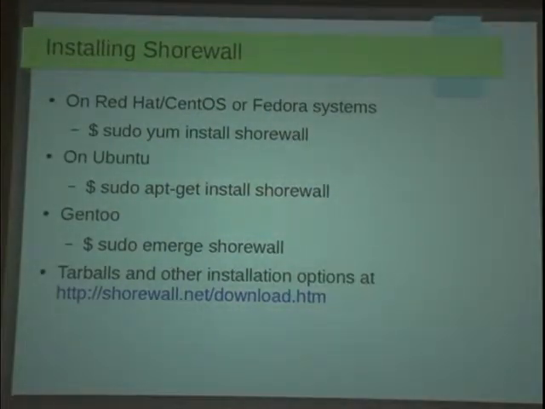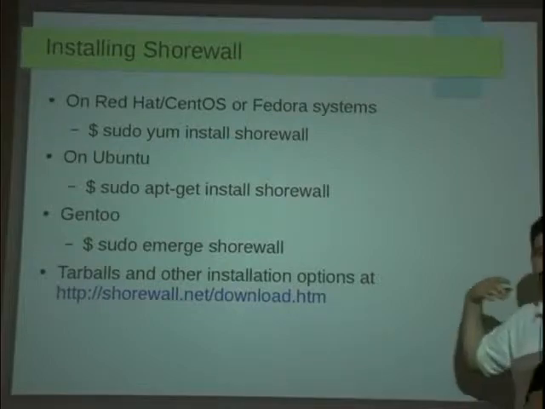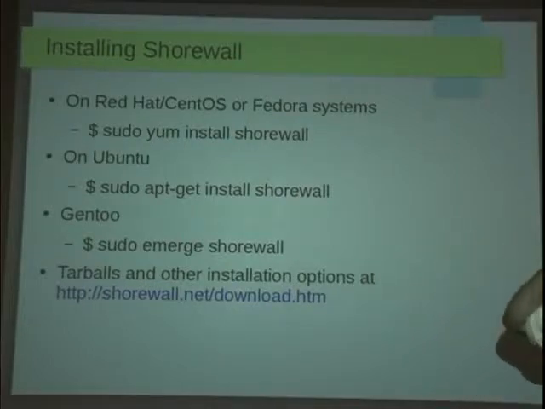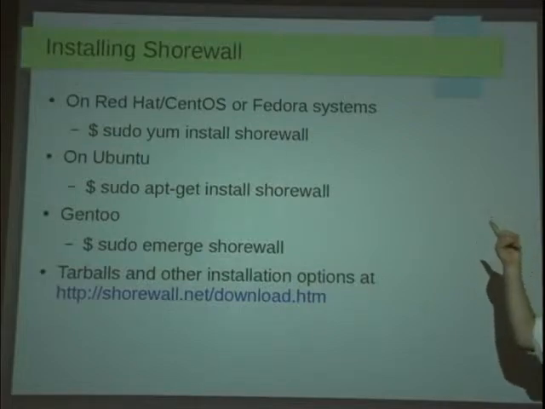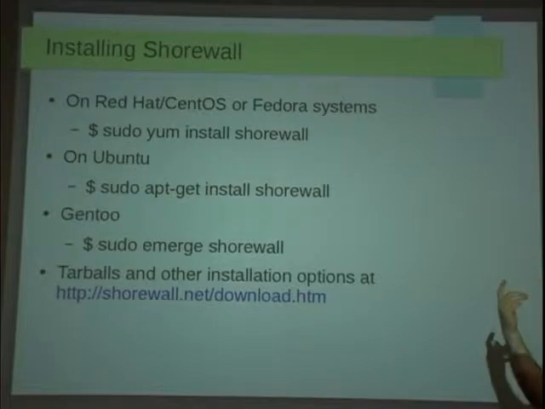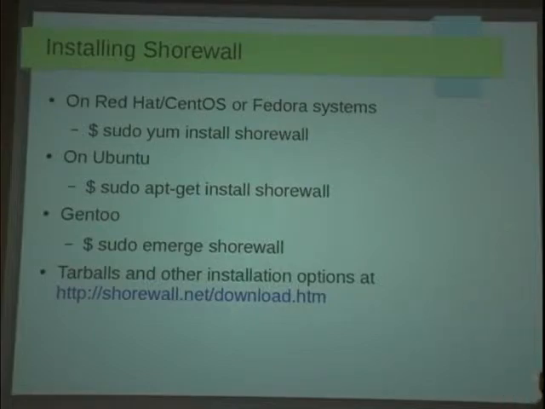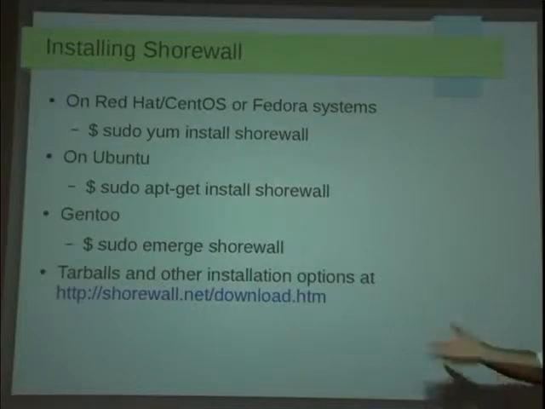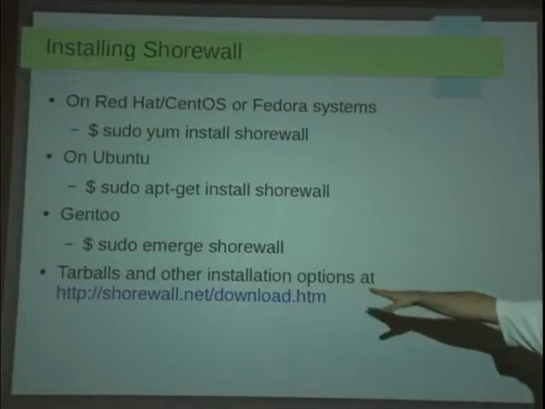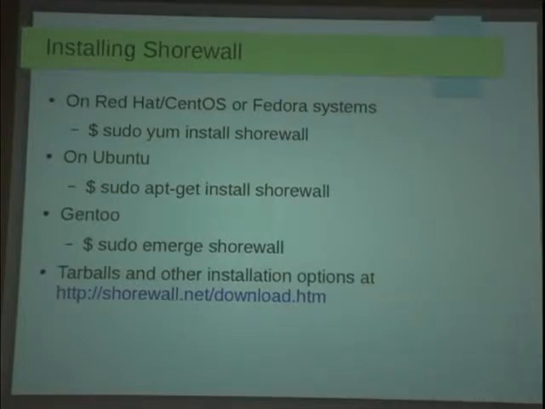Okay, so installing Shorewall. I use Fedora and CentOS, so I just do a yum install. I think it's in the core repository for CentOS. But if it's not, it's in EPEL, which is the Red Hat blessed extras repository for CentOS and Red Hat Enterprise. It's available on Ubuntu, which is a very popular distribution that I've never used because I'm a Red Hat guy. And I found out that it's even available for those weirdos that use Gentoo. And for everybody else, you can go to this URL, and there's all kinds of options, downloading tarballs and other things.